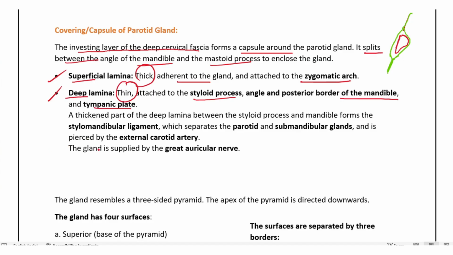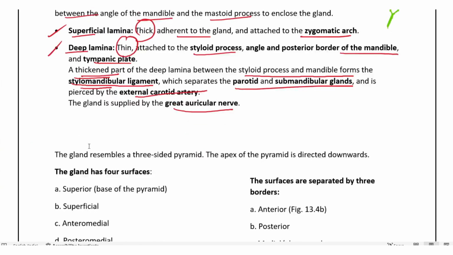A part of this deep lamina is thickened to form the stylomandibular ligament, okay, between the styloid process and the mandible, which will separate the parotid and submandibular salivary gland, and this layer is pierced by the external carotid artery. It's also supplied by the great auricular nerve. If you write these points, you will be covering your capsule or covering of parotid gland.